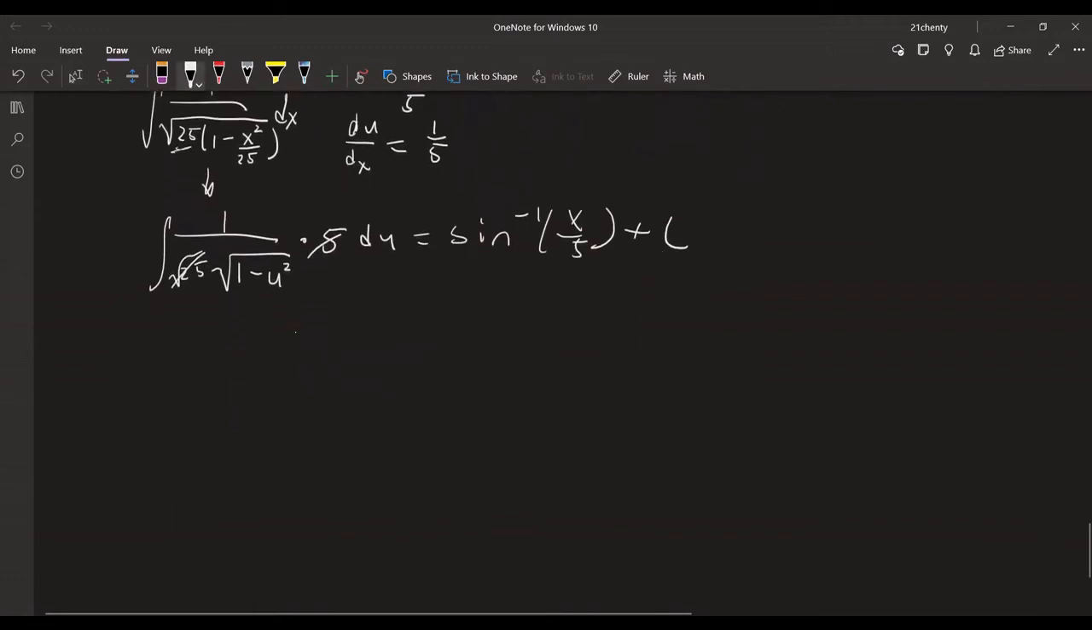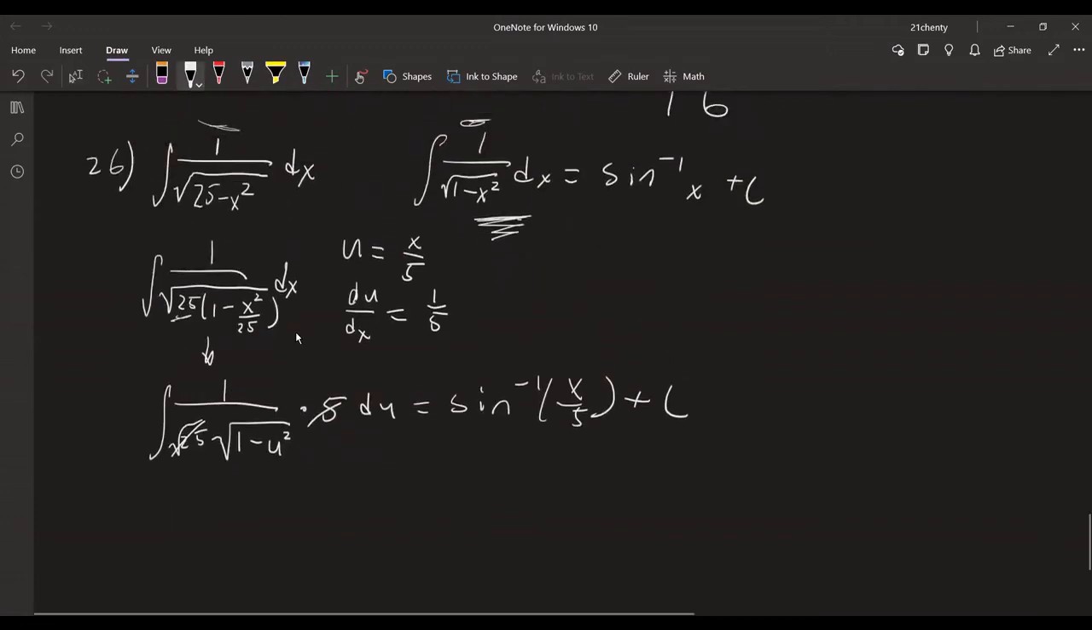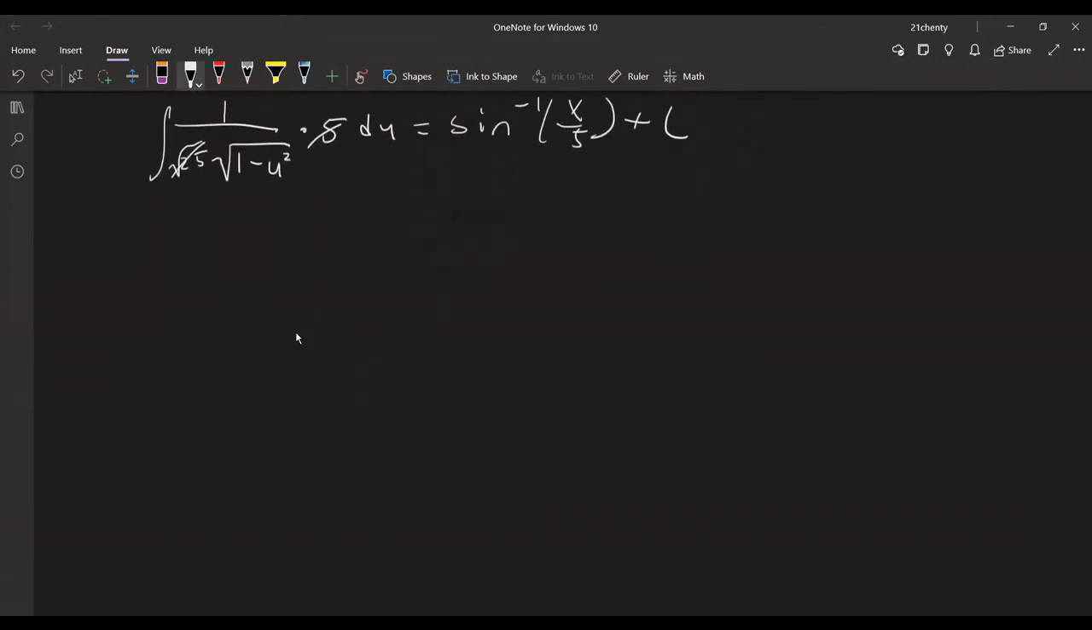All right, cool. Moving on to, oh wait, yeah, that was 26. Now 27, we get 1 over 9 plus x squared dx. So this looks a lot like arctangent of x, where we have 1 over 1 plus x squared dx. The antiderivative of that is the arctangent of x.